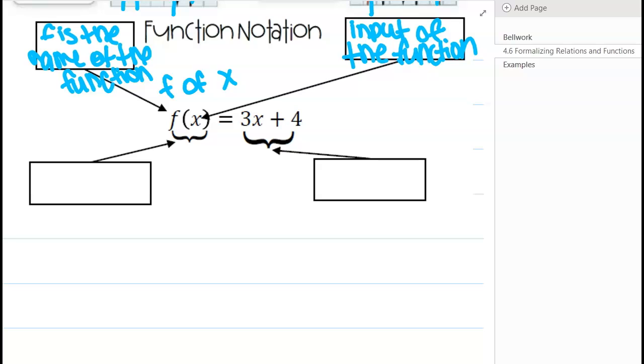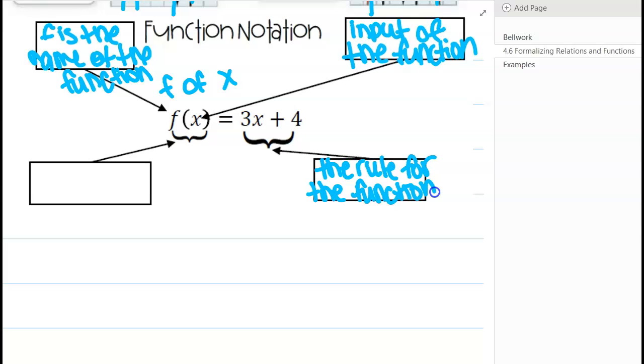Okay, now, when you plug in these x values or these numbers or whatever's in those parentheses, you need something to do with those numbers. You need a rule, like we did on Monday and Tuesday. This right here, the 3x plus 4, that's the rule for the function.